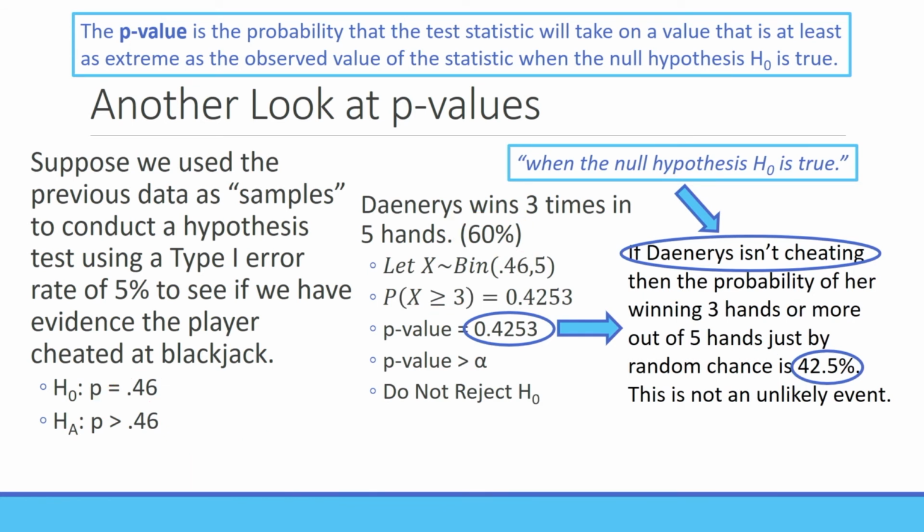All right, so now we want to look at Denarius. So Denarius won 3 times out of 5 hands. If we were looking at that before we actually consider going through the hypothesis test, if we're just looking at winning 3 out of 5 hands, is that something unusual? Well, the 60%, obviously that's much higher than the 46% that we would expect someone to win. However, it's only out of 5 hands. So it's out of such a small number of hands that we wouldn't want to accuse Denarius of cheating.